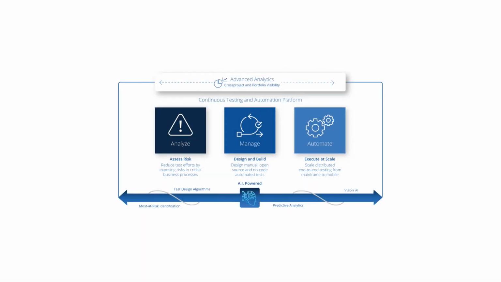Tricentis Tosca's model-based test automation provides excellent resilience to changes in the UI of applications. And now with LiveCompare, damaged modules and test cases are detected at the earliest point in the release cycle. This gives test teams the maximum time to rescan the UI and automatically update dependent test cases.